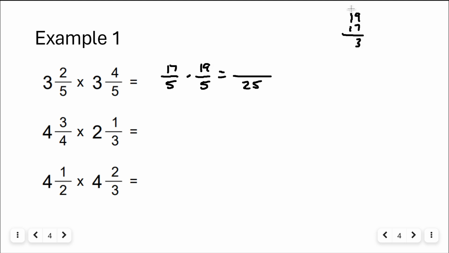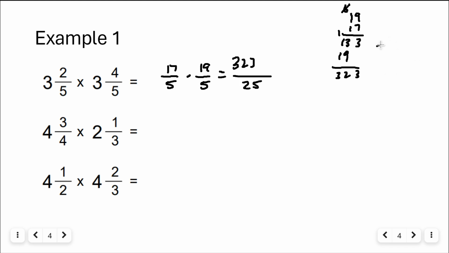9 times 7 is 63, 6 more. 7 times 1 is 7, and 6 is 13, 9, 1, so 3, 2, 1 to carry, 323 over 25. Okay, now I got to go back to a mixed number.